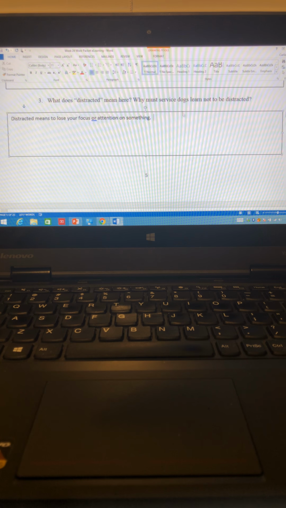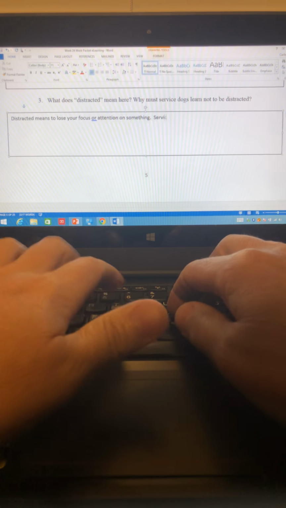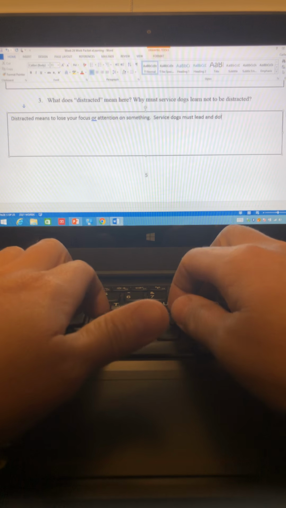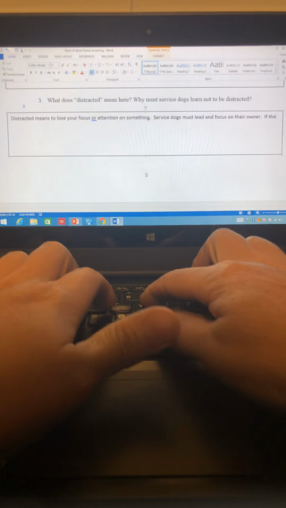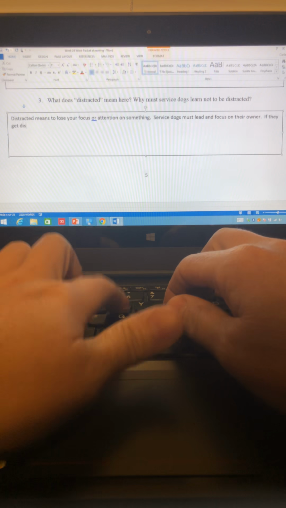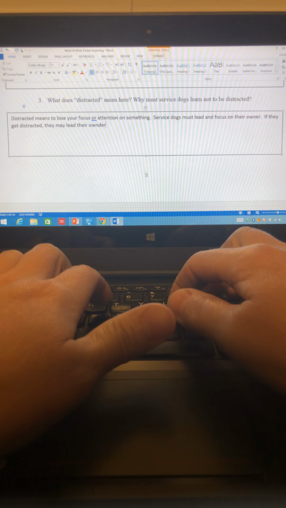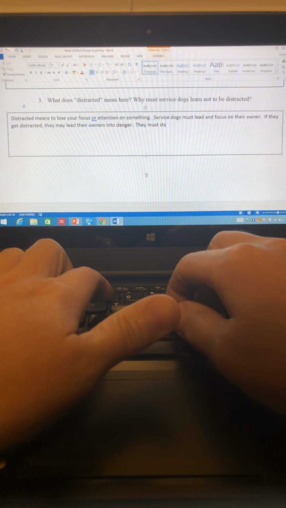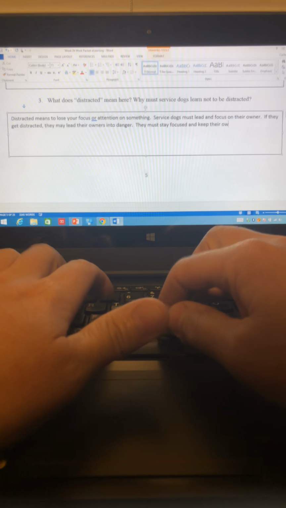But now we've got to finish up the second part. Why must service dogs learn not to be distracted? Service dogs must lead and focus on their owner. If they get distracted, they may lead their owners into danger. They must stay focused and keep their owners safe.